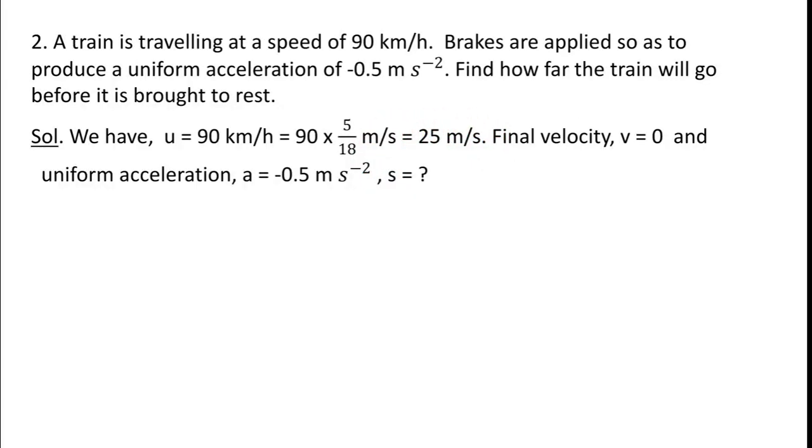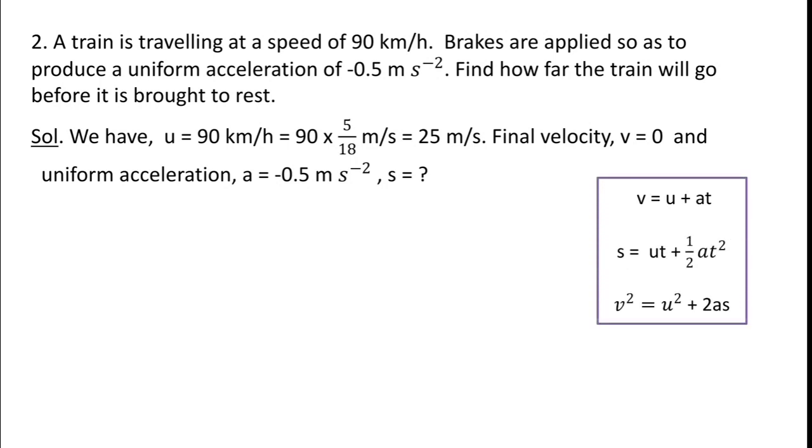Here are three known variables: initial velocity u, final velocity v, and acceleration a, and one unknown variable, distance s. So we have to find such an equation which contains all these variables. So let us see. Is the equation v = u + at applicable? No, because it does not contain the term s which we want to find out. Again, s = ut + half at square is also not applicable because we don't know the value of t.